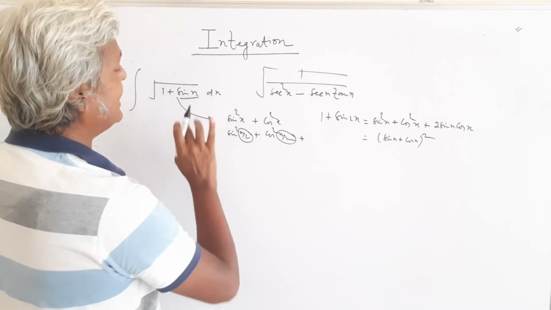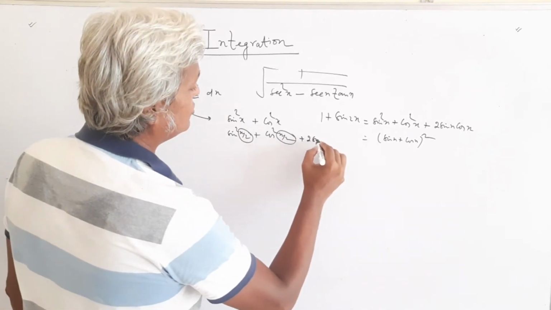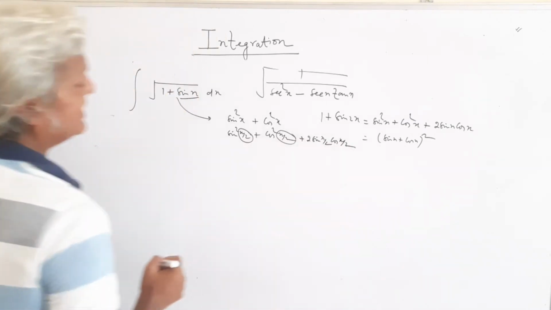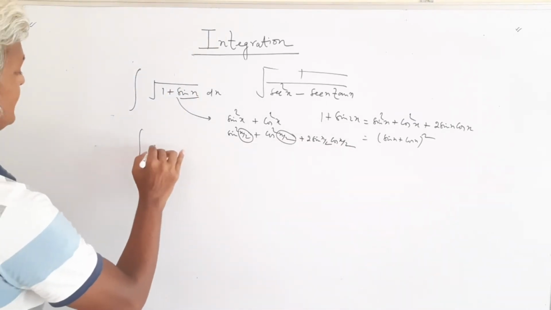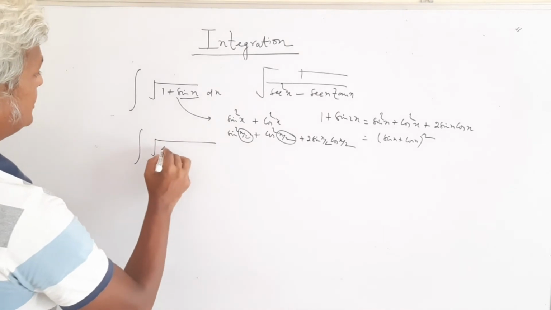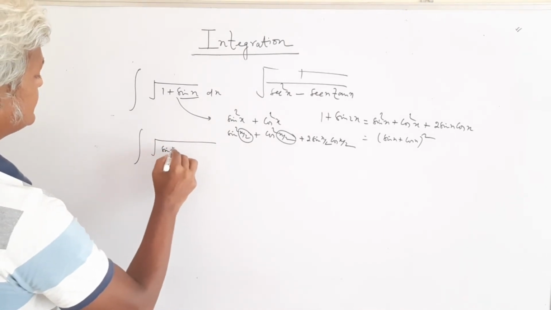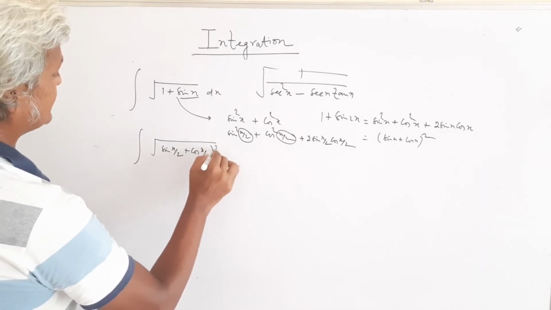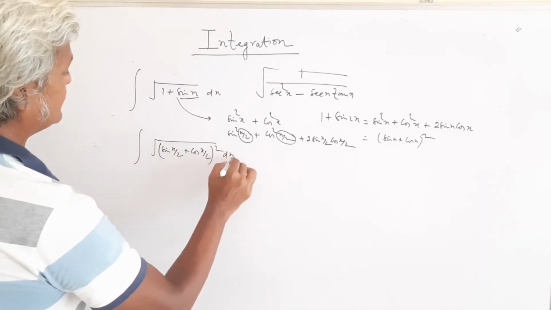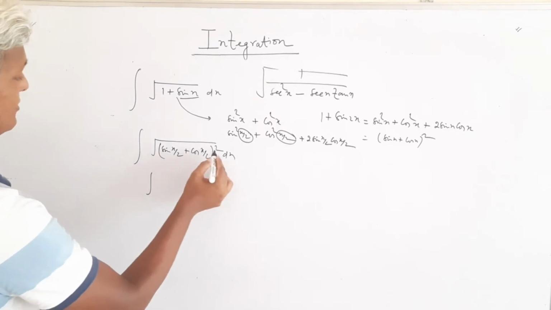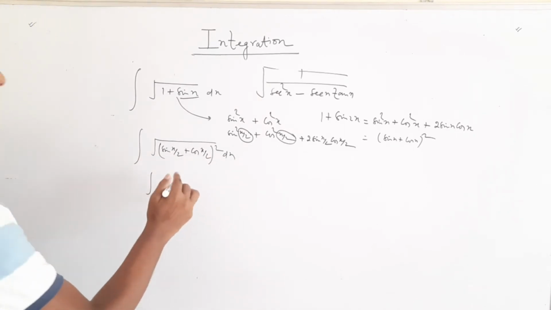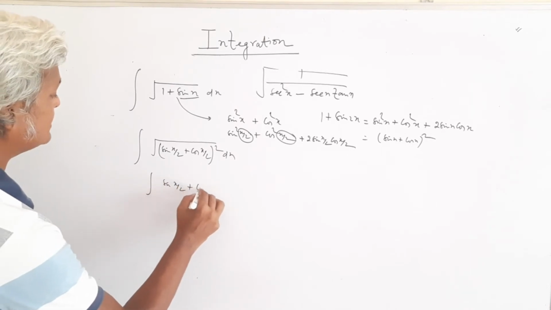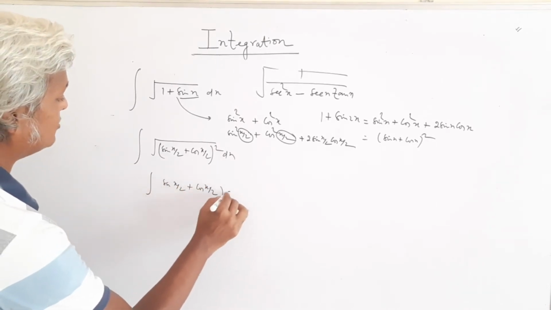So sine x can be written as 2 sine x by 2 cos x by 2. So this form will become under root sine x by 2 plus cos x by 2 whole square dx. And the root is gone because inside the root you have got a perfect square. So this is sine x by 2 plus cos x by 2 dx.